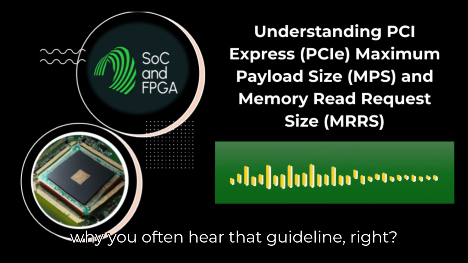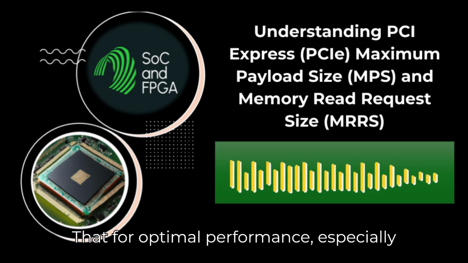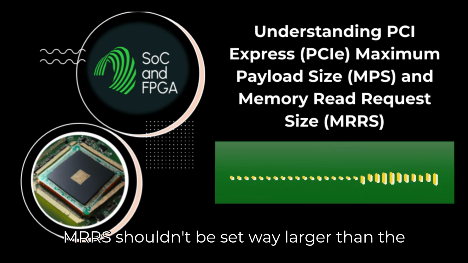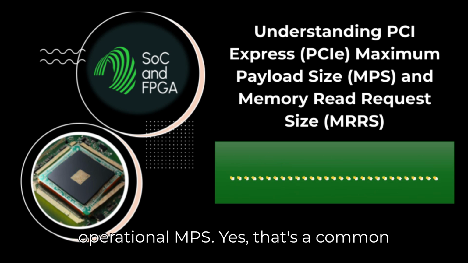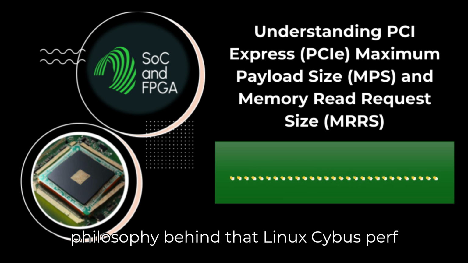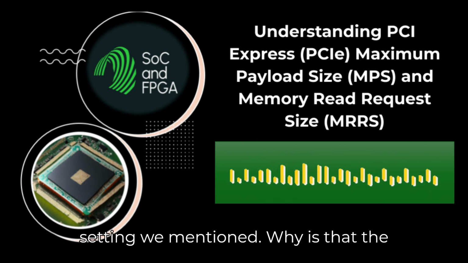This explains why you often hear that guideline, right? That for optimal performance, especially in systems with mixed hardware, maybe MRRS shouldn't be set way larger than the operational MPS. Yes, that's a common recommendation, and it's sort of the philosophy behind that Linux PCIe bus performance setting we mentioned. Why is that the thinking?